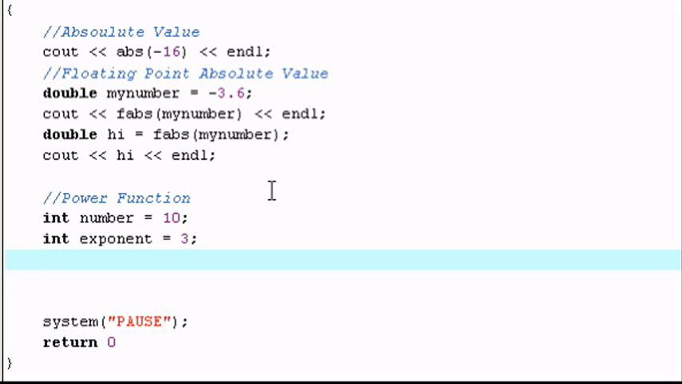So say cout pow. This is how you use the power function. The first one is always the number, and this time you separate the number and the exponent with a comma. So number, comma, exponent. So 3 is the exponent and the number is 10. So 10 to the third power is equal to 1,000. So close parentheses, then the less than signs, and endl.